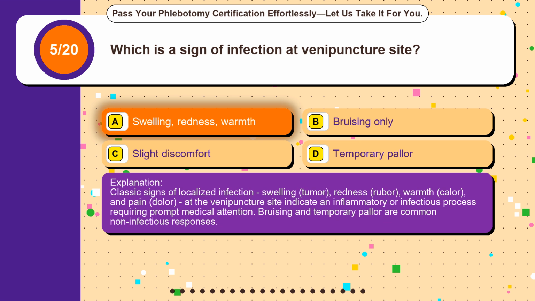Classic signs of localized infection: swelling, tumor, redness, rubor, warmth, calor, and pain, dolor, at the venipuncture site indicate an inflammatory or infectious process requiring prompt medical attention. Bruising and temporary pallor are common non-infectious responses.